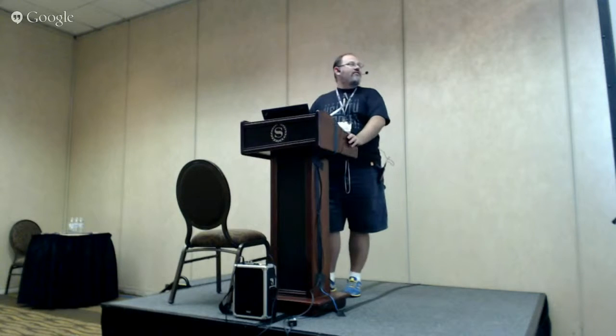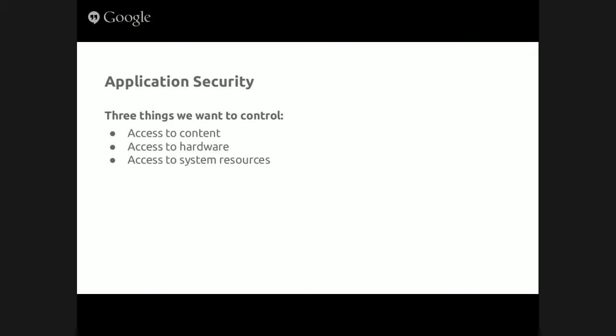So in application security, there's a few things we really care about controlling here. Access to content, access to hardware, and access to system resources. Things like background processes running, access to hardware like location service, so applications track where you are, things like that. We really care about that stuff. And these are the reasons why.